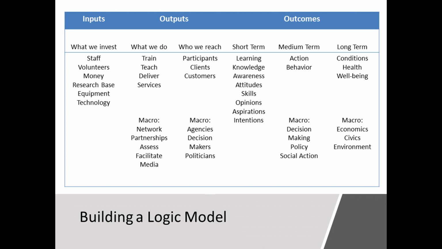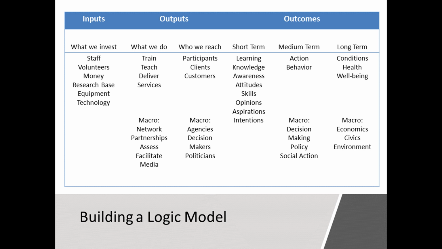There's inputs, outputs, and outcomes. So the inputs are what we invest, and these are typically often the same. We're putting staff time in, we have volunteers, we're putting in dollars. There might be some research base that we're building on. I know lots of organizations use evidence-based programs, which might actually suggest what some of your outcomes measures are. But those might be the inputs. We have equipment and technology. Those are the things that help us deliver our programs.